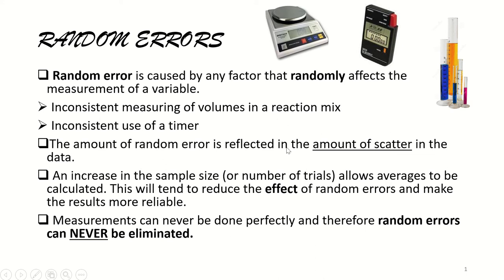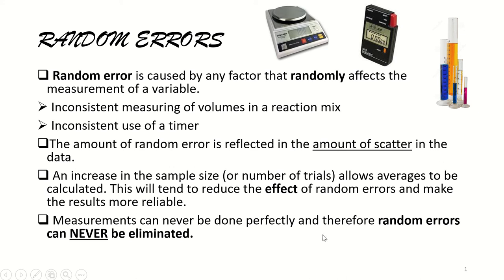And what we can do is increase the sample size or the number of trials. What that allows us to do is take an average, because sometimes you're going to be a little bit above and sometimes a little bit below the true time. So by doing multiple trials and calculating an average, that's going to reduce the effect of random errors and make your results more reliable. So increasing the sample size, doing even more than 3 trials, would reduce the effect of random errors even more and make your results even more reliable.